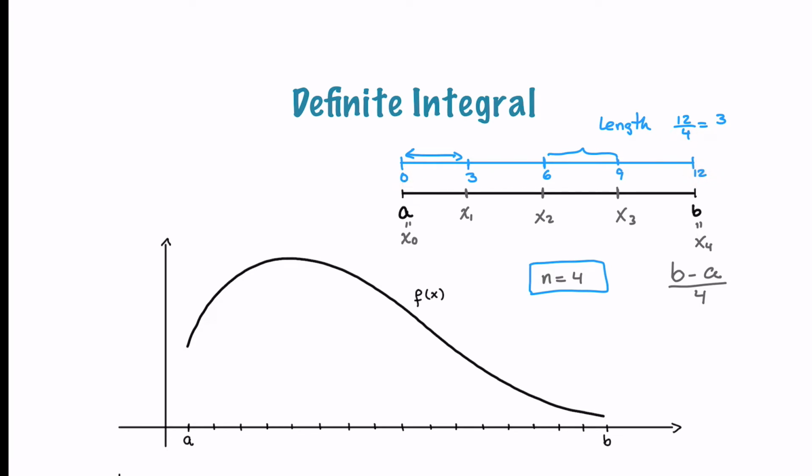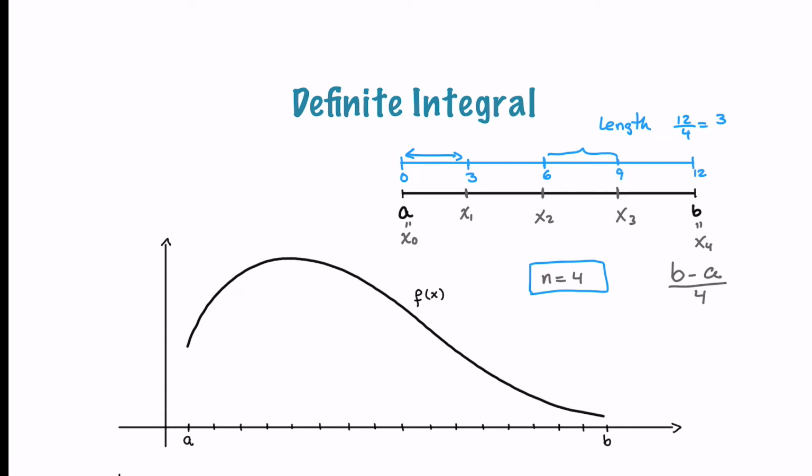So that's the first thing we have to understand: we're partitioning the interval into pieces, all of the same length. Once that is clear, what's the idea of the definite integral? First of all, what's the definite integral?